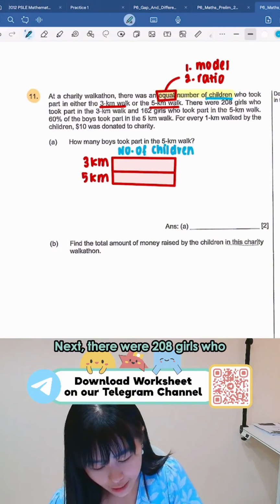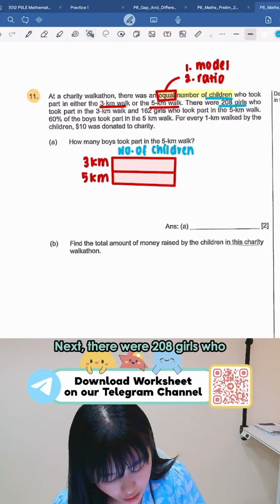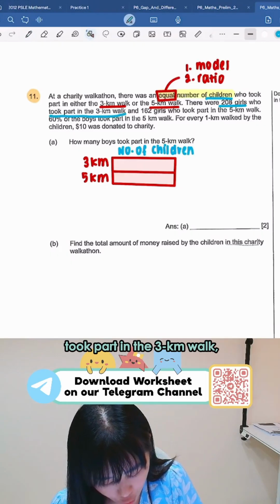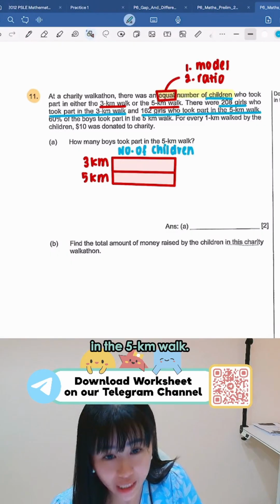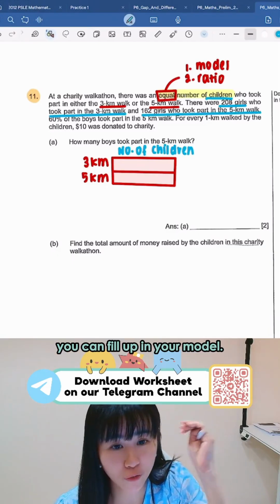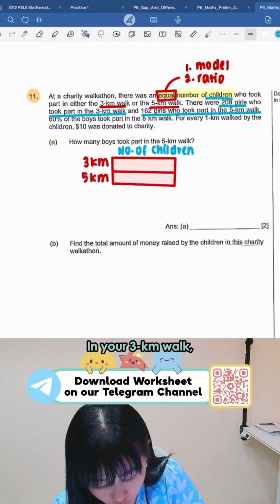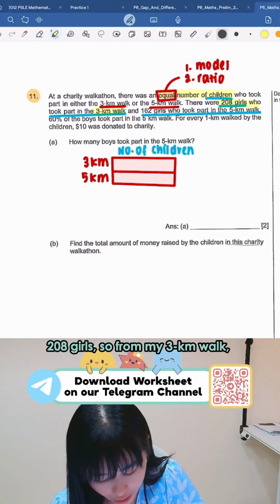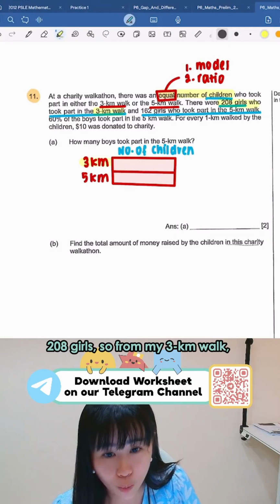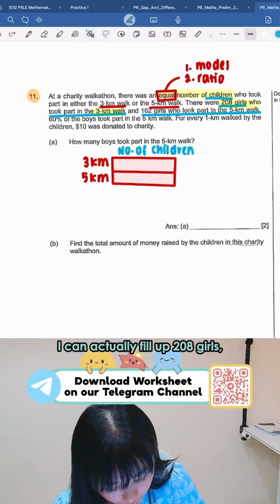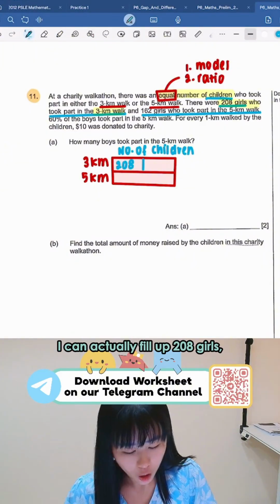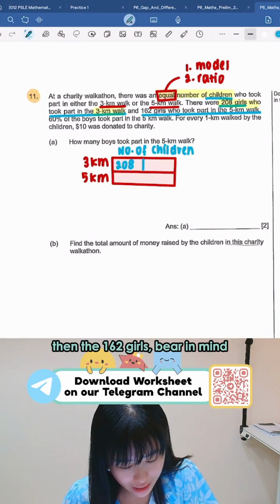Alright, next. There were 208 girls who took part in the 3 km walk. 162 girls who took part in the 5 km walk. Okay, now these are information you can fill up in your model. In your 3 km walk, 208 girls. So from my 3 km walk, out of my total children, I can actually fill up 208 girls. Okay, then the 162 girls.